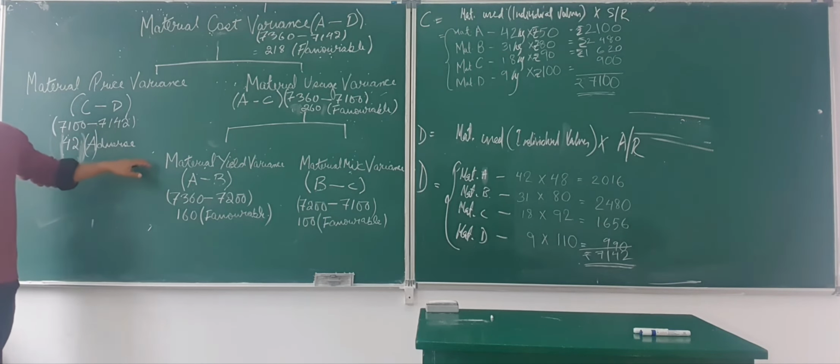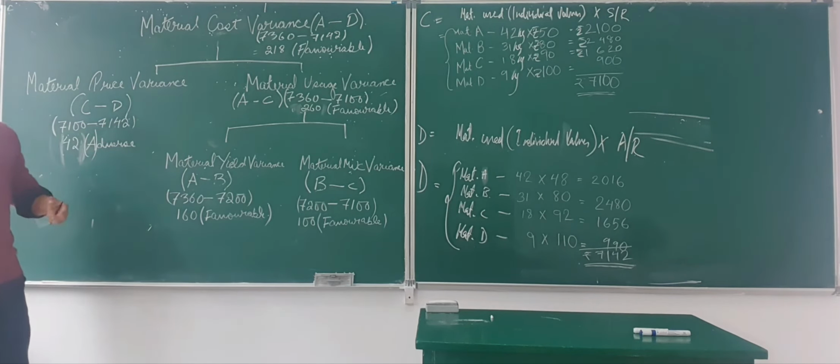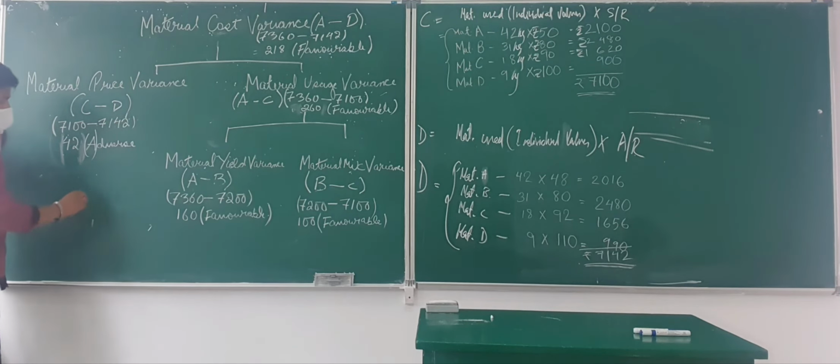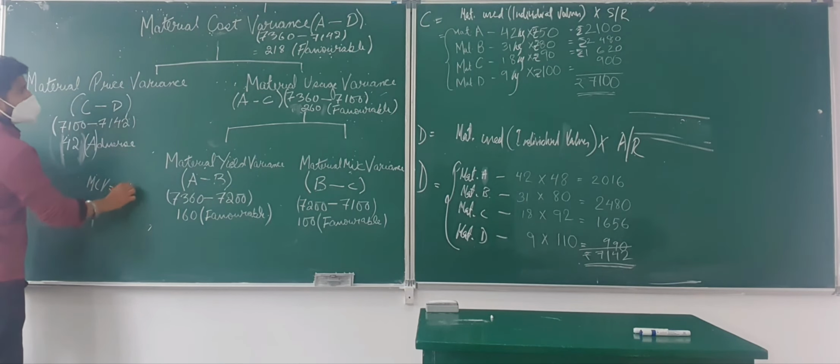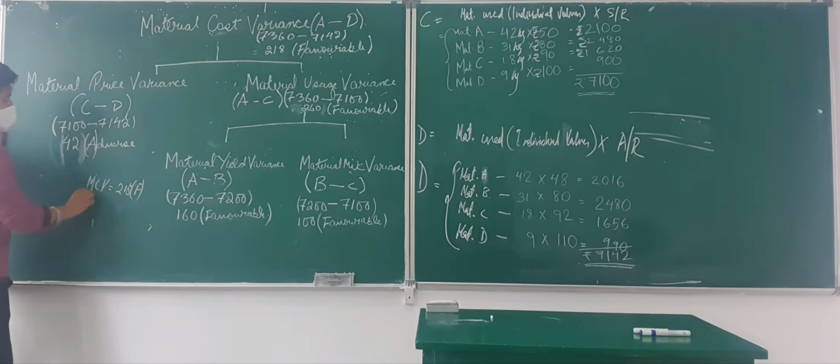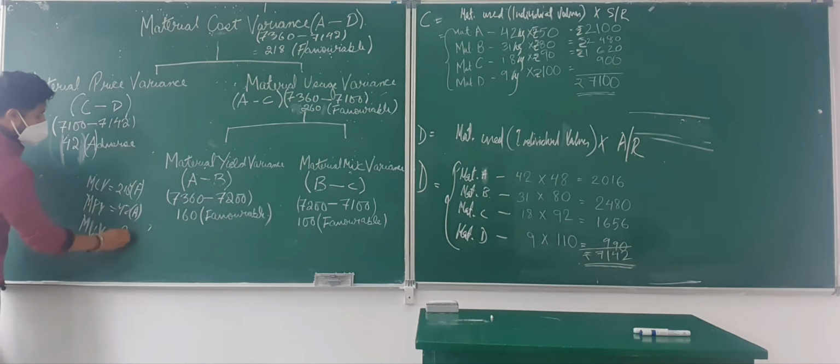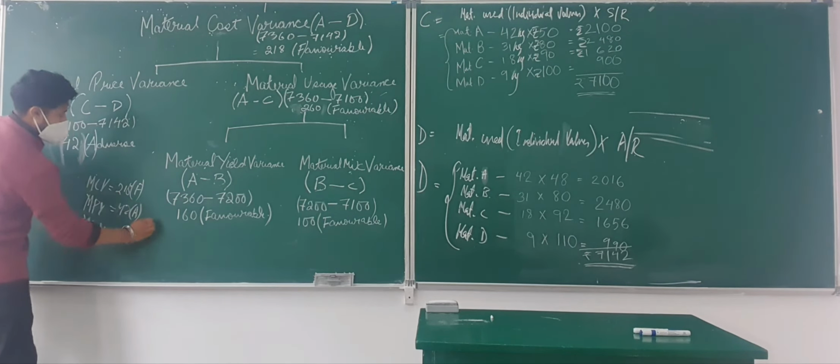Am I clear? Concept is more important, spellings are not. We are not English students here. We are doing accounts. Is it okay? Your concept is more important. At the end, it's just a suggestion from my side. It's better you write material cost variance separately. 218 favorable. Material price variance 42 adverse. Okay? Material usage variance 260 favorable.